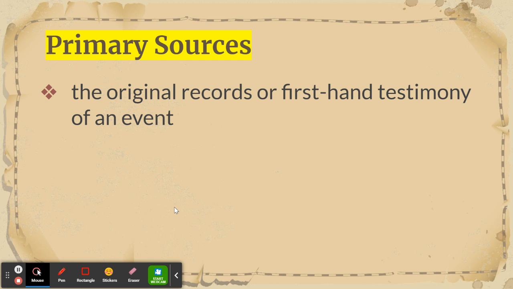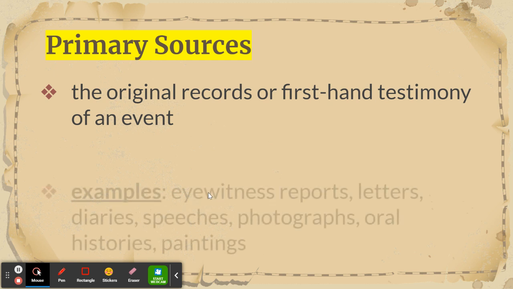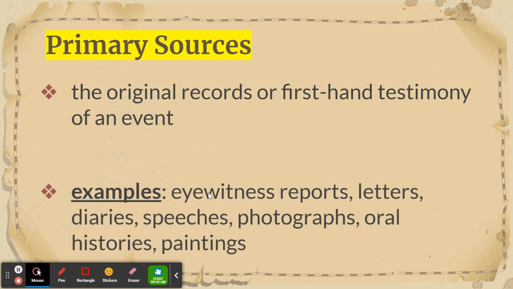And so some examples of primary sources include eyewitness reports, letters, diaries, journals, speeches, photographs, oral histories, and paintings. These were all original records or first-hand testimony of an event.